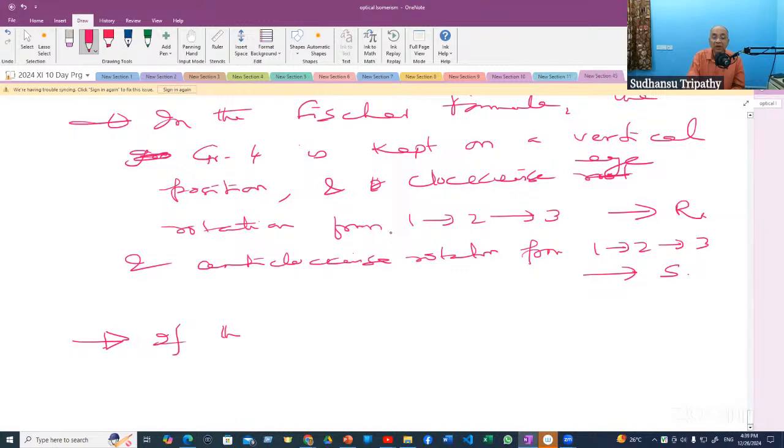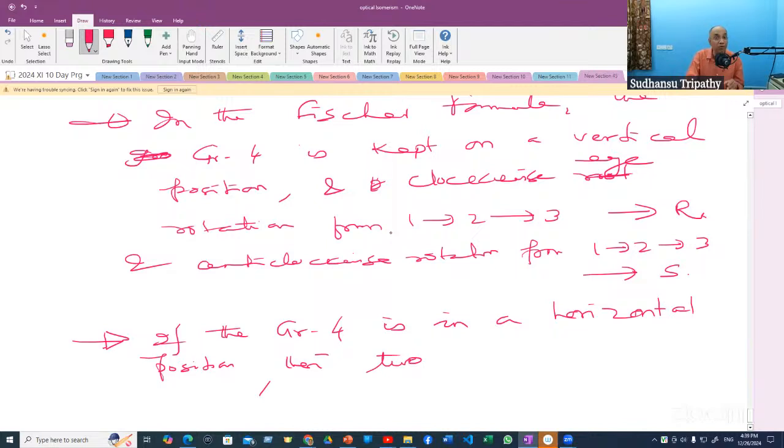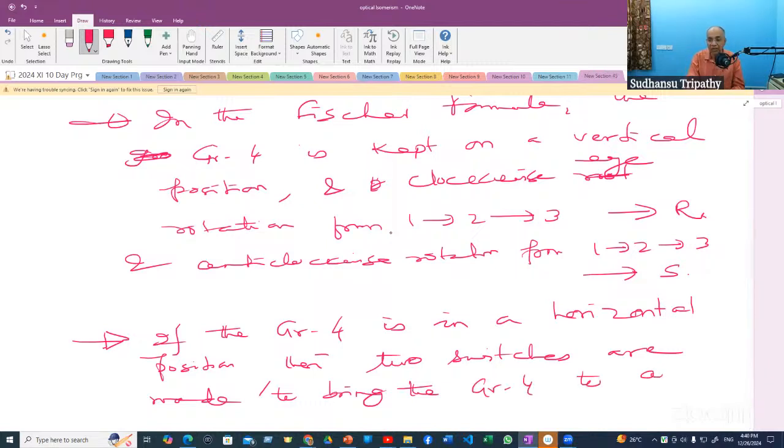If group number 4, the least priority group, is in a horizontal position, not the vertical position, then two switches, as I have already told you, if you make two switches or any even number of switches, the configuration remains the same. Then two switches are made to bring group 4 to any vertical position.